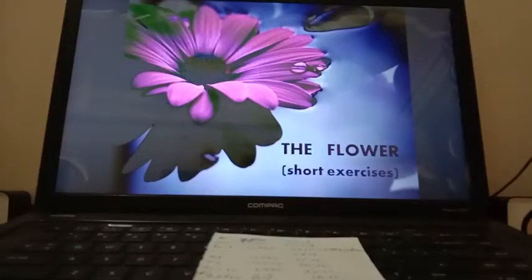Hello students. In our last session we had already completed the chapter The Flower. In today's session I am going to discuss the short exercises.